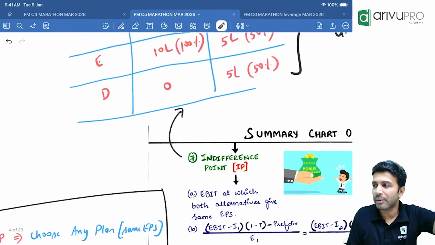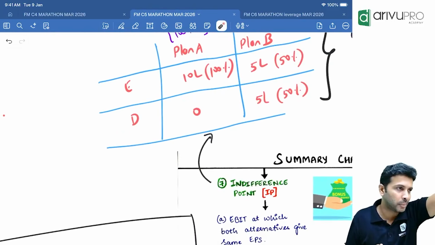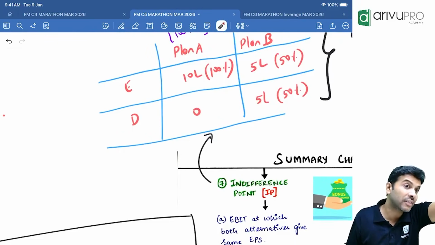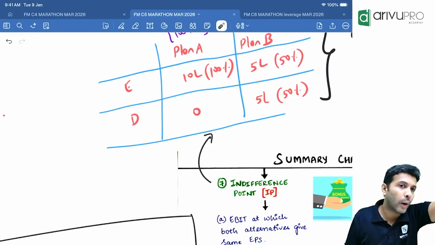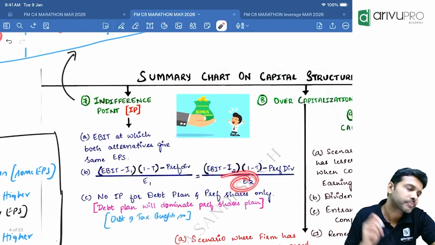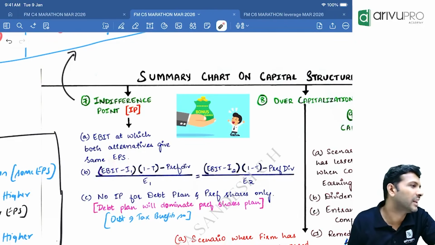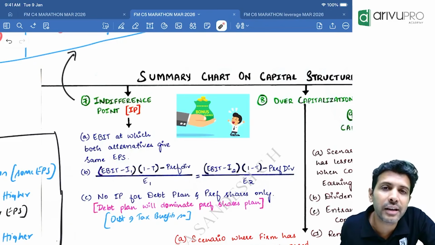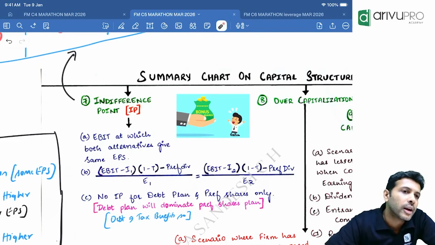And now both the plans will have different EPS or same EPS? Same EPS. Now you tell me the second plan's EPS formula. This alphabet formula. EBIT minus I1, now I2. EBIT minus I2 into 1 minus tax rate minus preference dividend divided by E2. In this problem, every data will be given except EBIT. Solve this equation and then get EBIT. That will be your indifference point EBIT. That's all there is to this. Clear, sir?